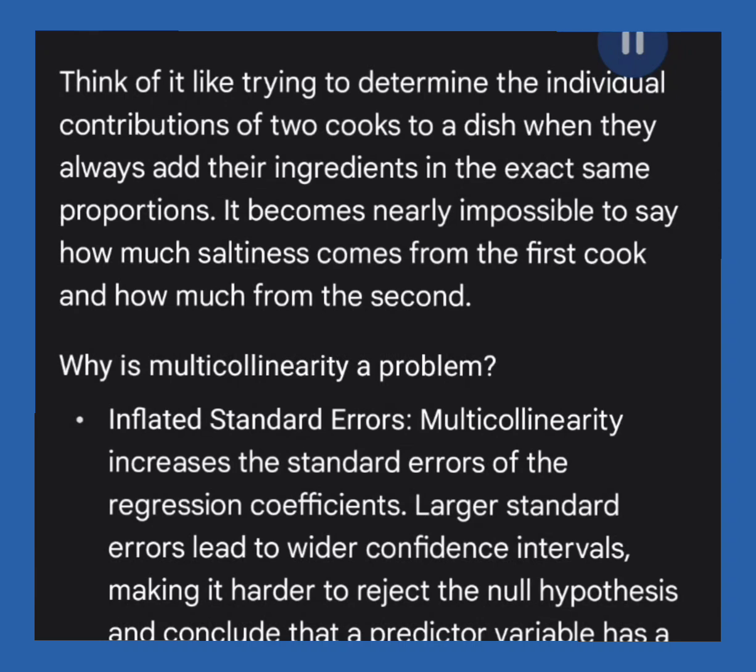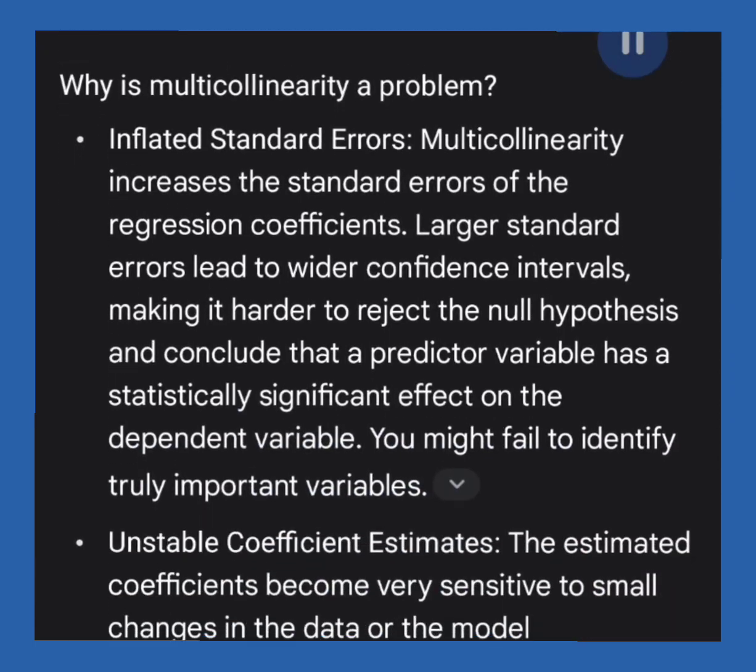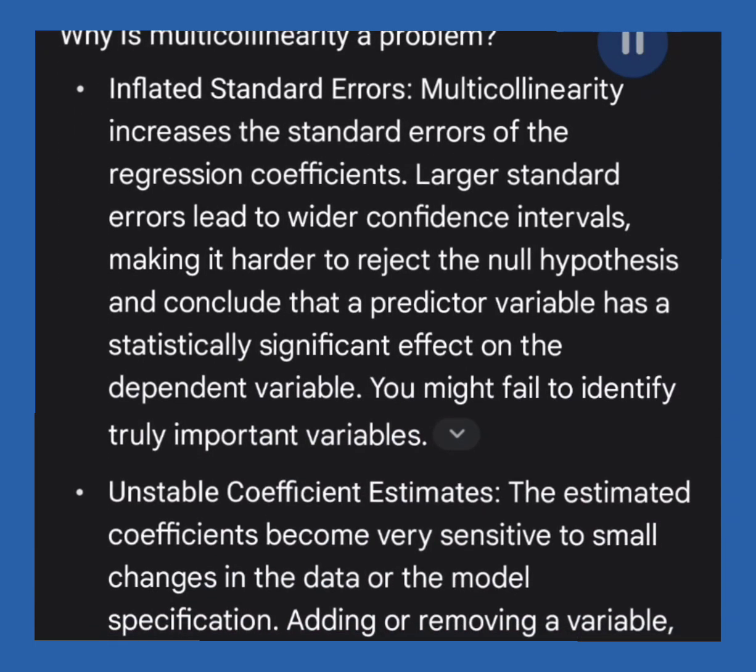Why is multicollinearity a problem? Inflated standard errors. Multicollinearity increases the standard errors of the regression coefficients. Larger standard errors lead to wider confidence intervals, making it harder to reject the null hypothesis and conclude that a predictor variable has a statistically significant effect on the dependent variable. You might fail to identify truly important variables.